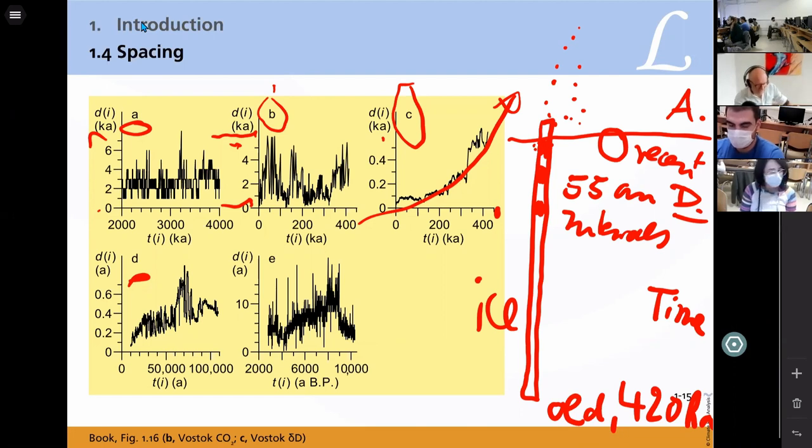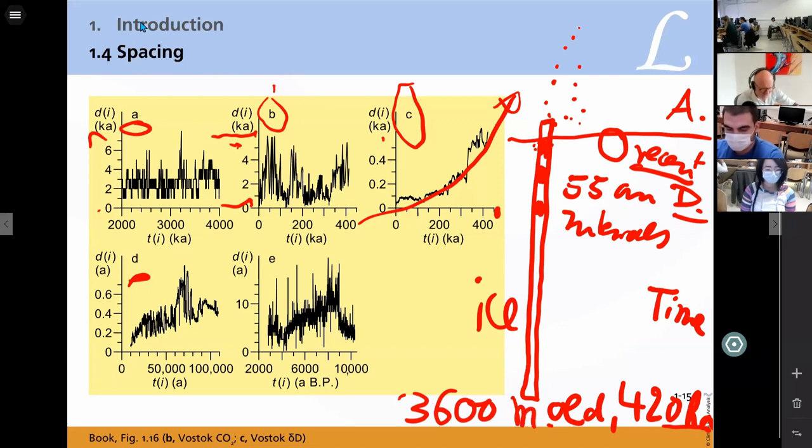Before the break, we dealt with the Vostok ice core. Here is the recent part and at the bottom we have the old ice. We have 55 centimeter intervals, and we are here at a depth of around 3,600 and something meters. My question was, why do we see this increasing trend? Why is the spacing between two consecutive data points higher in the bottom than in the top? Has anyone an idea?